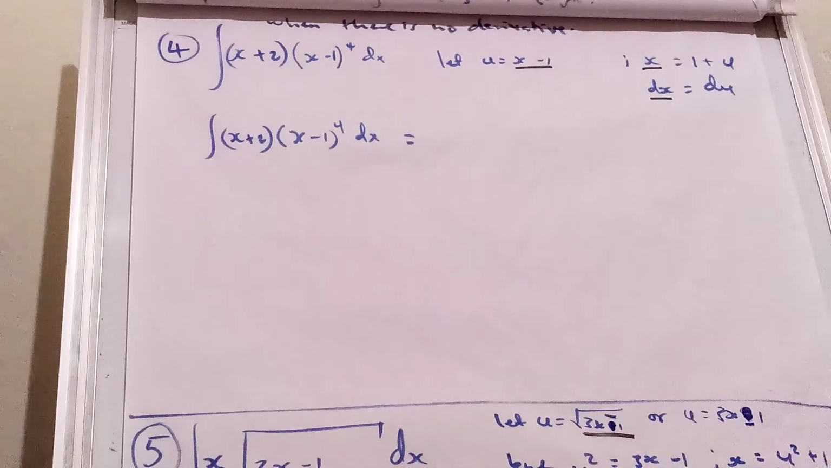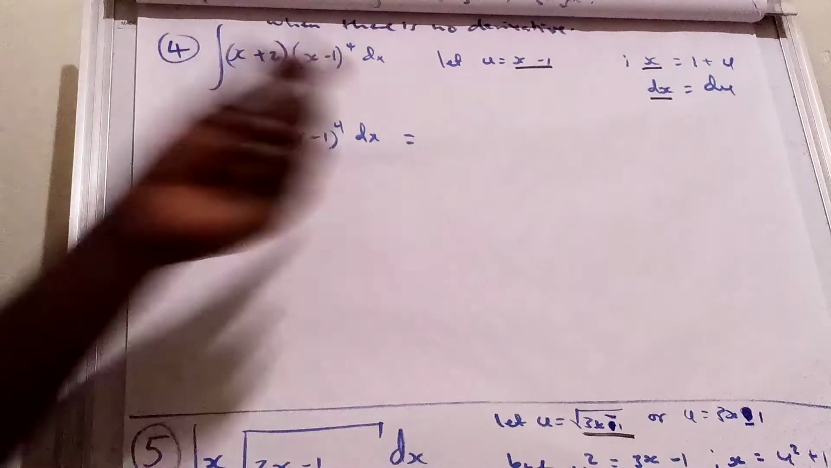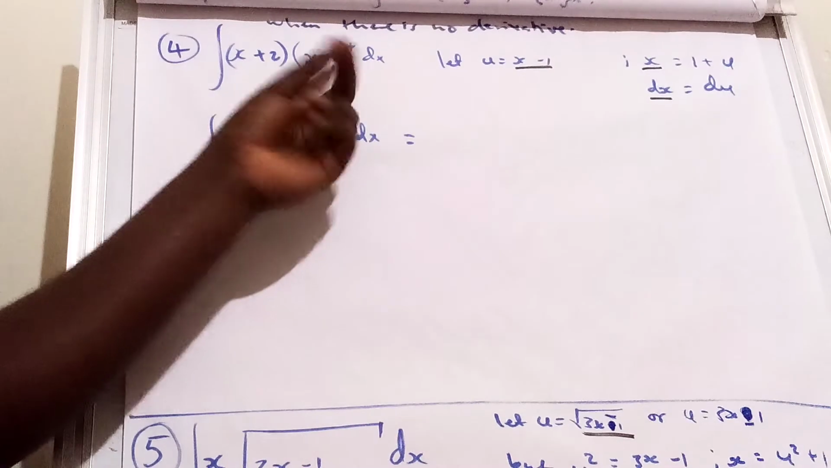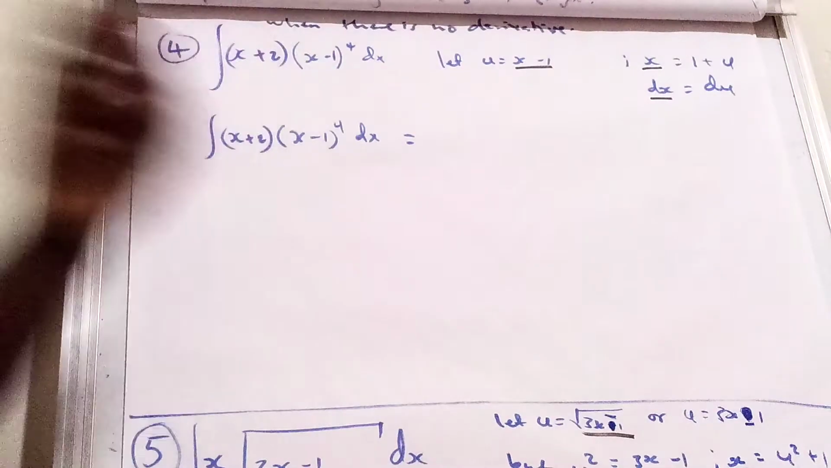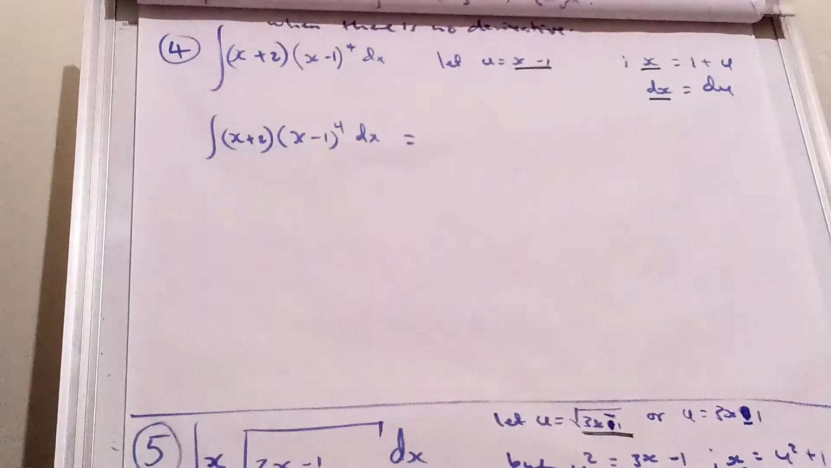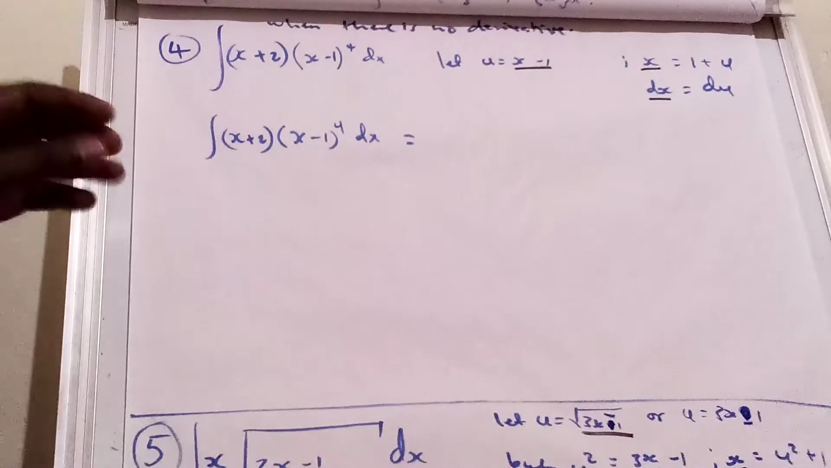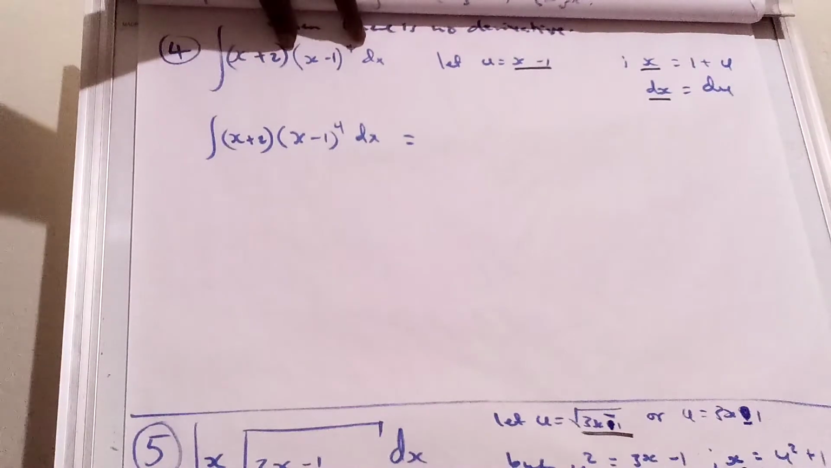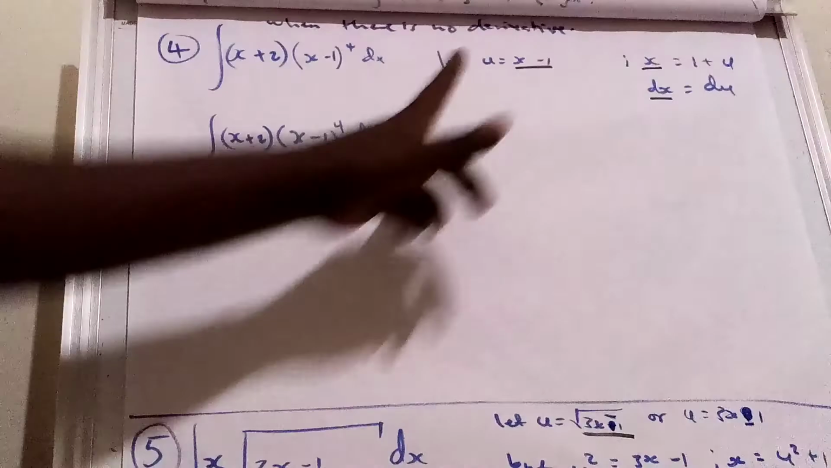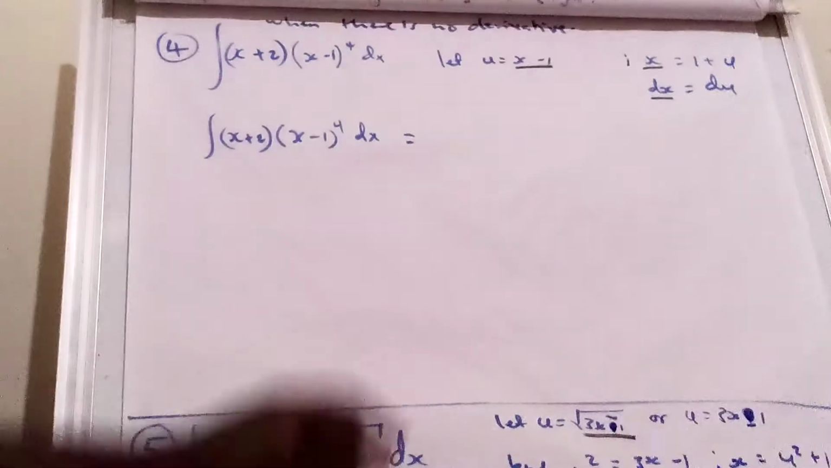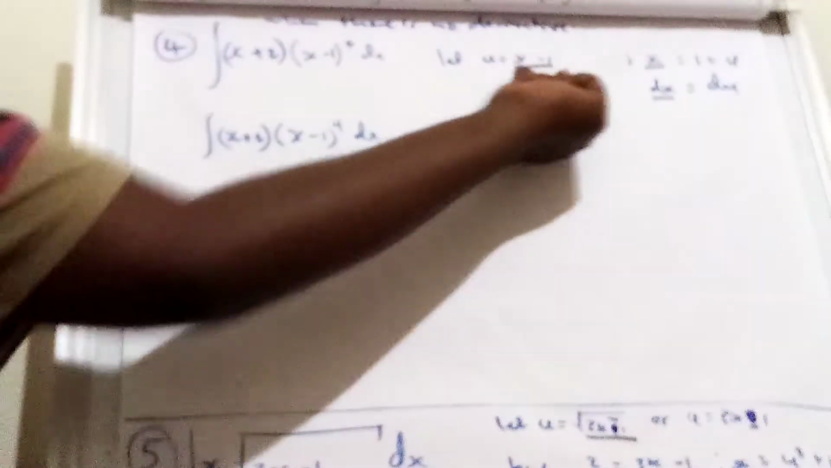Example number 4. When we cannot find a function and a derivative, think about it. If you differentiate x, you get 1. So where is the function? Where is the derivative? There's no function, there's no derivative. So in this case, we have more substitutions to make. Look at the term with the highest power, x minus 1 to the power 4. If you let u equal to x minus 1, it means x minus 1 can be removed.